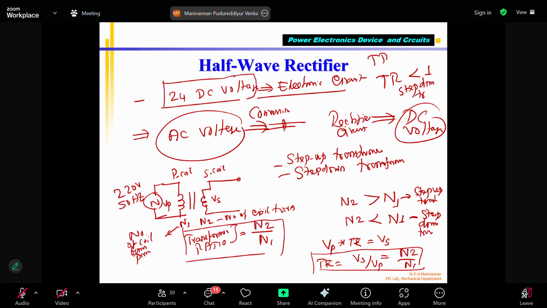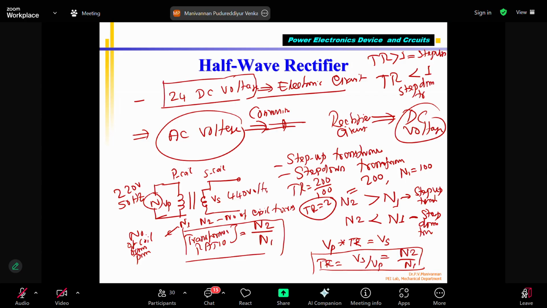Okay. If TR is greater than 1, then it is called a step-up transformer. For example, if N2 equals 200 turns and N1 equals 100 turns, what is my TR? TR equals 200 divided by 100, so TR equals 2. If TR is greater than 1, it is a step-up transformer. That means if I give 220 volts, in the secondary coil you will get 440 volts. It is multiplied 2 times, correct?